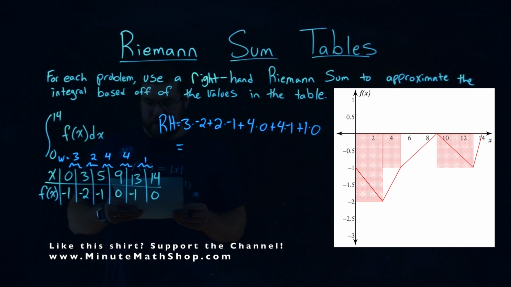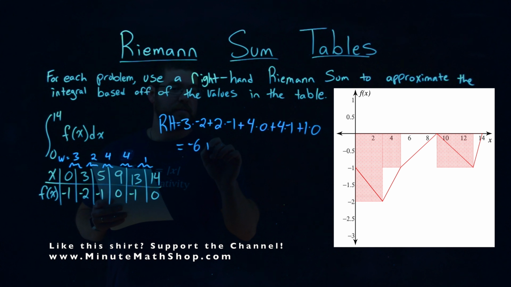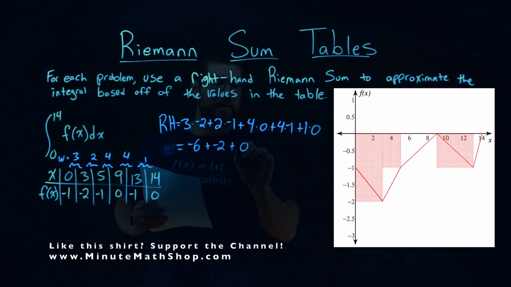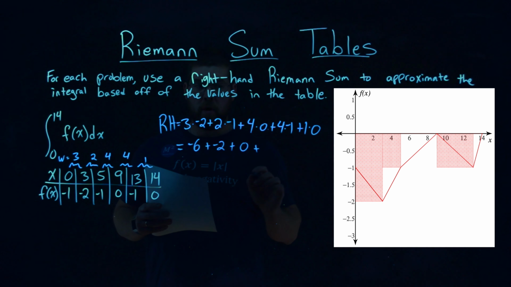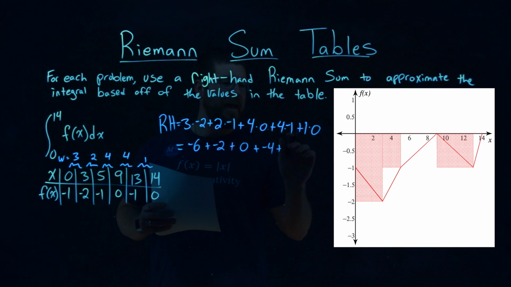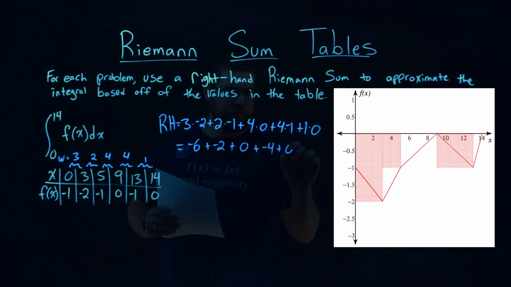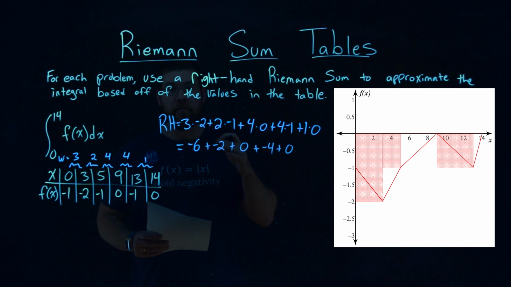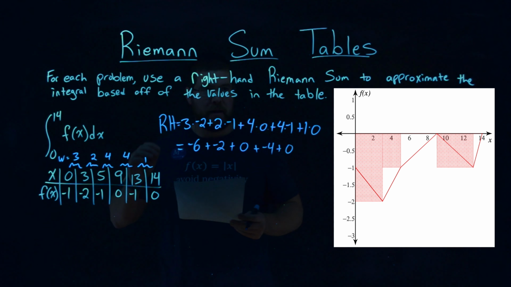Okay? Well, 3 times negative 2 is negative 6. Plus 2 times negative 1, a negative 2. 4 times 0, good old 0. 4 times negative 1, negative 4. And 1 times 0, 0. And this represents the area of each one of these rectangles for the right-hand Riemann sum.